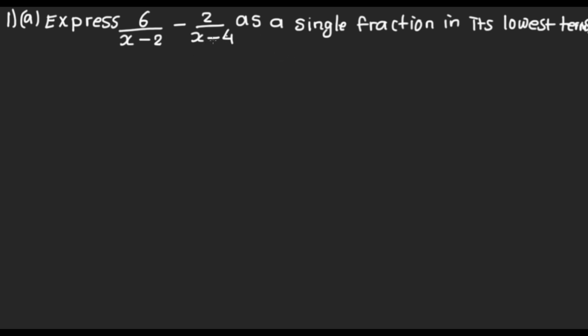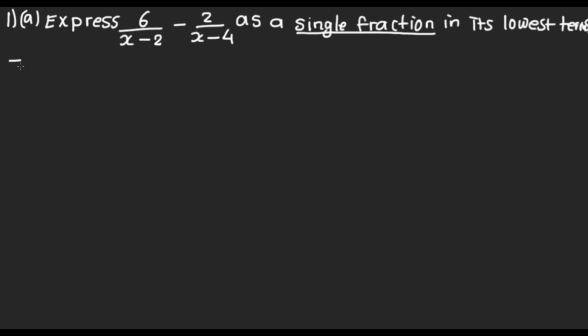In this video we are going to look at question 1 from math paper 2 for the year 2022 for the GCE. We are given: express 6 over x minus 2 minus 2 over x minus 4 as a single fraction. So that's our key point. We want to make a single fraction in its lowest terms. So we are given two fractions, and our task is to combine the two fractions forming one fraction. Not only that, we are supposed to make sure that we give it in its lowest terms.